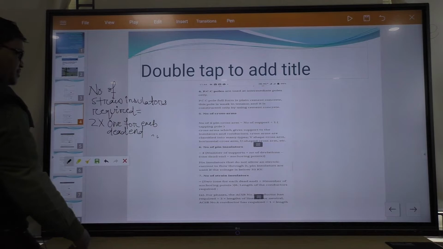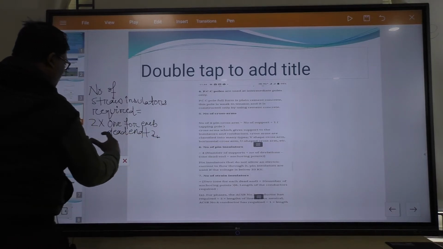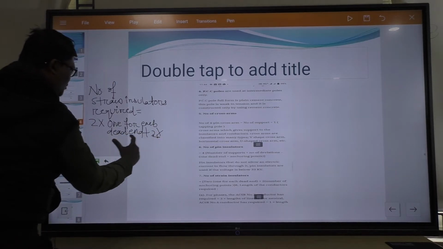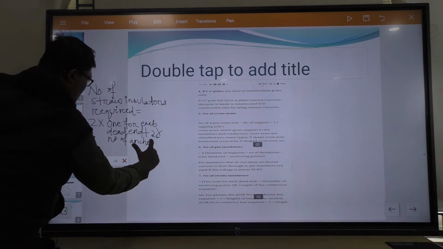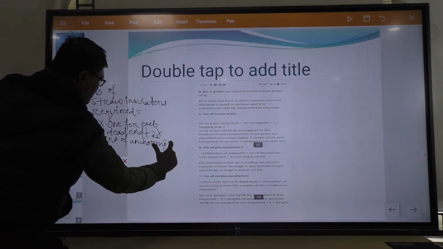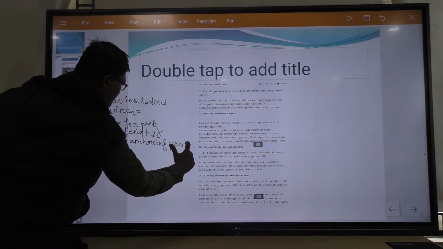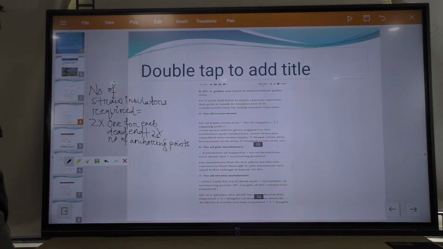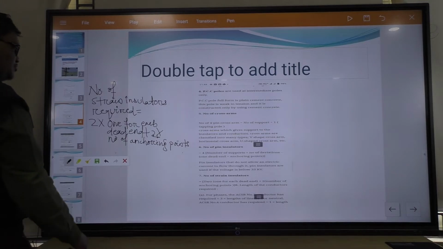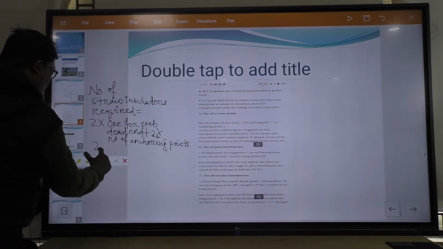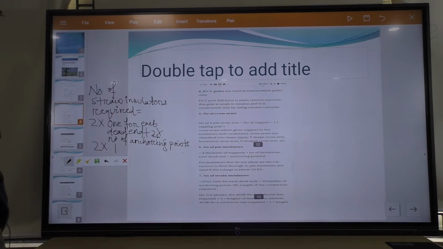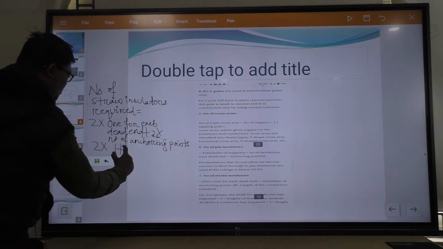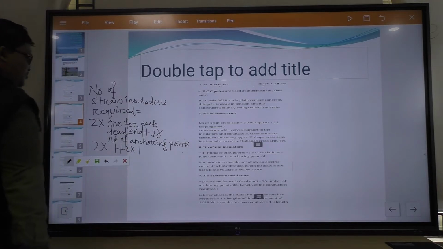plus 2 into the number of anchoring points. So here it is 2 into 1 for each dead end. Suppose one dead end is there and one anchoring point, plus 2 into 1 for the anchoring point.